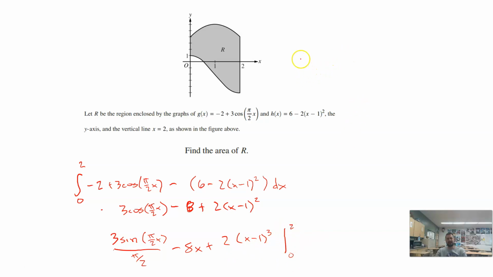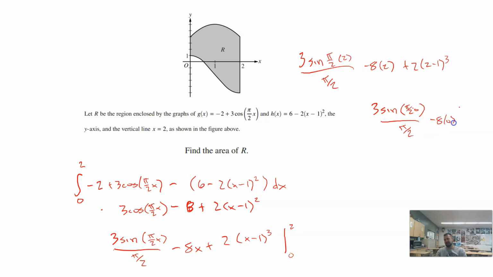So I take 2 and I plug it in. I get 3 sine of pi halves times 2 divided by pi halves, minus 8 times 2, plus 2 times (2 minus 1) to the third power. And that's what we get when we plug in 2. Then we have to do the same thing with 0: 3 sine of pi halves times 0 over pi halves, minus 8 times 0. And I realize that this does turn out to be 0, but it's better safe than sorry that you plug it in because it doesn't always equal 0. And then we subtract one from the other.